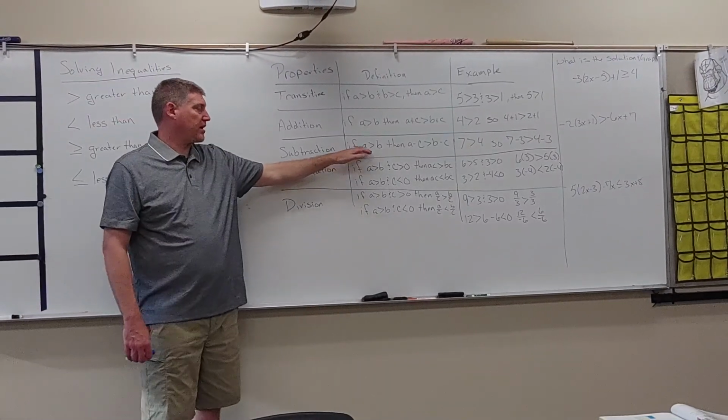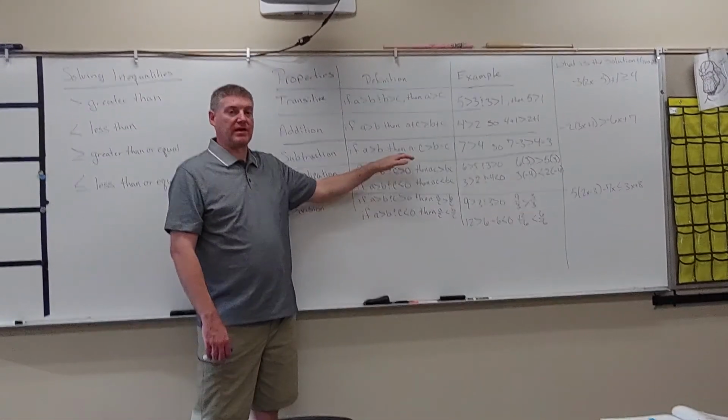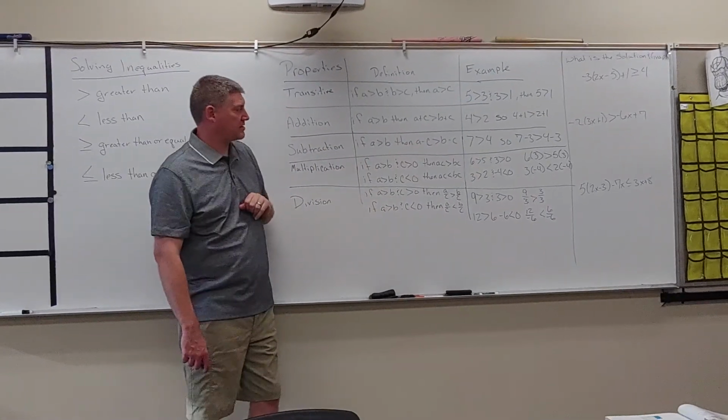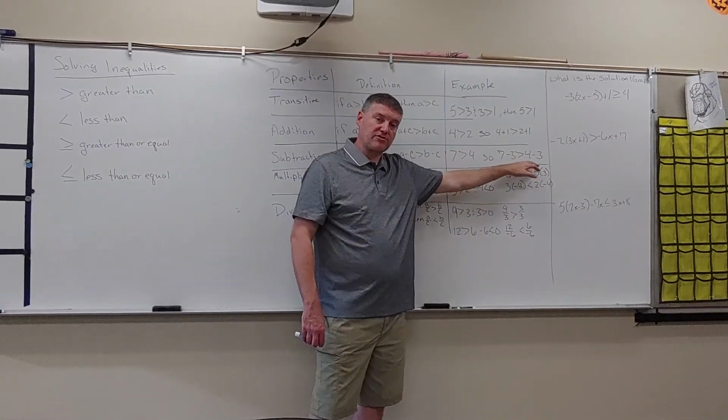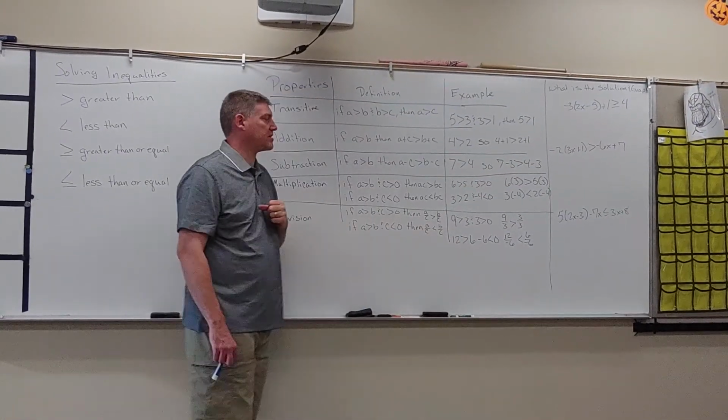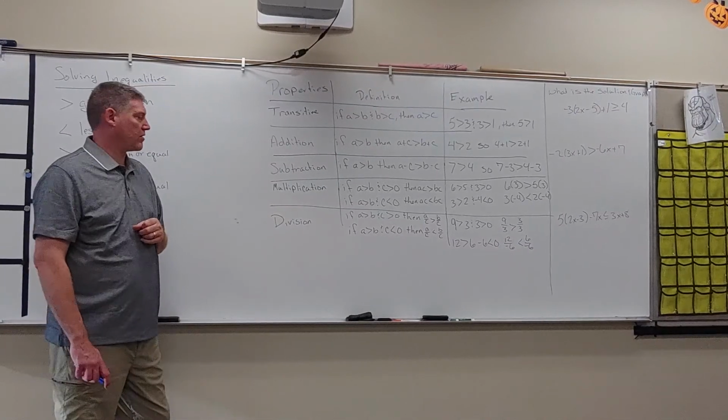Subtraction: if A is greater than B, then A minus C is greater than B minus C. 7 is greater than 4. So 7 minus 3 is greater than 4 minus 3. Right? We can see that. That's 4 is greater than 1.